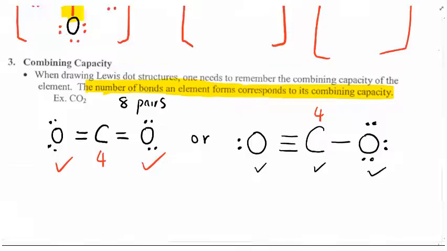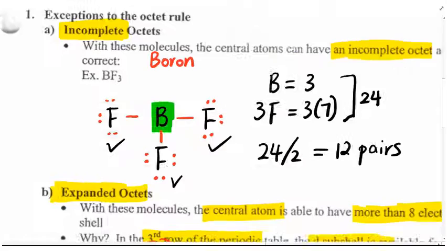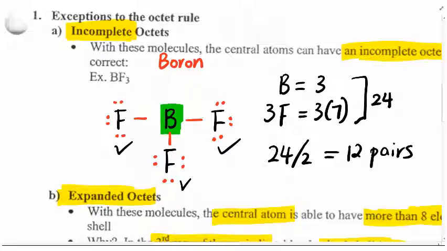Okay, and just quickly recall what we did today on BF3. Again, to check the combining capacity, boron wants to have 3 bonds. Fluorine, in this case, always wants to only have 1 bond for combining capacity. Okay, so all these are combining capacity. So in this case, you actually don't want to create a double bond here because fluorine can't handle a double bond. And so that's the best we can draw for BF3.